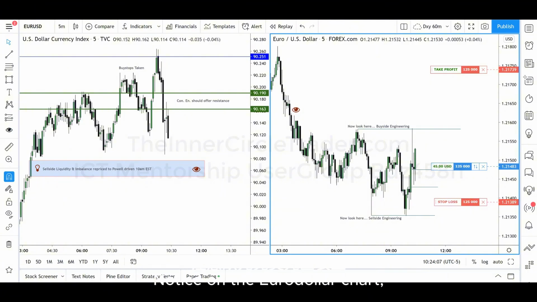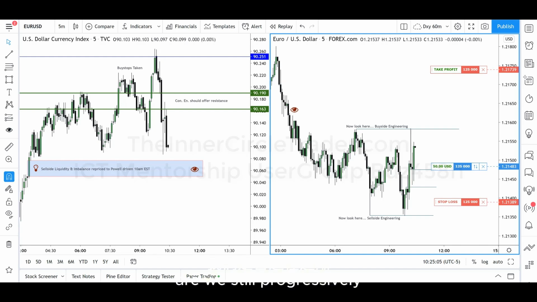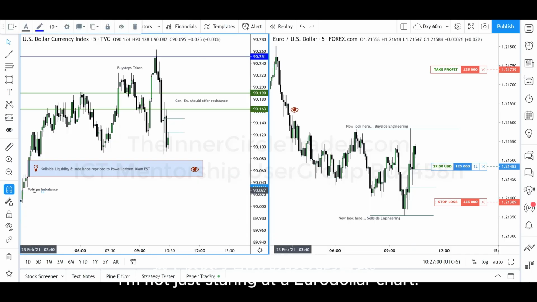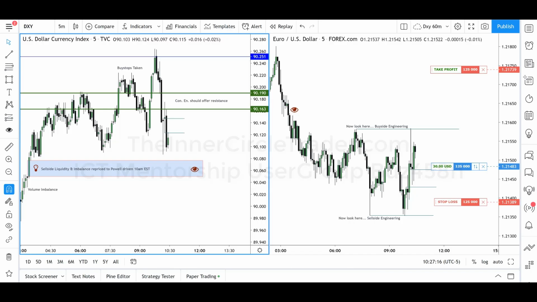Notice on the euro dollar chart, I have that little eyeball. That's where I'm focusing. So while the chart is going up and down on euro, my eye is watching, are we still progressively working towards that little area where the eyeball is on the euro dollar chart? And I'm measuring the continuity between the decline on the dollar on the left hand side and the advancement higher on euro. So I'm constantly going back and forth with my observations. I'm not just staring at a euro dollar chart.